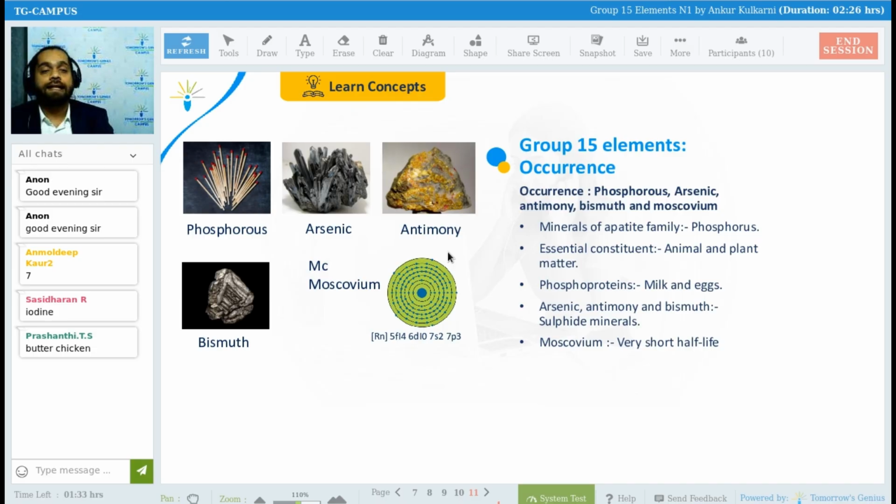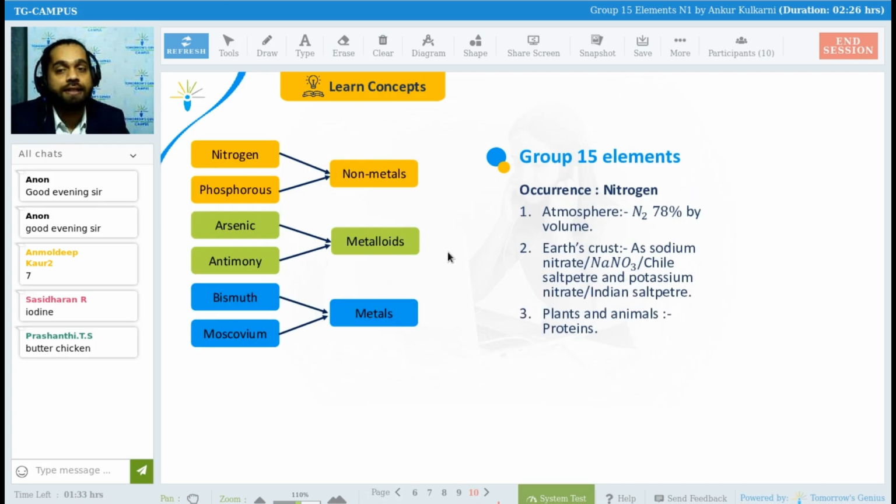Correct. Yes, it is nothing but nitrogen. Nitrogen is the maximum in the atmosphere. Correct, Kevin? Nitrogen is the most abundant in the atmosphere.